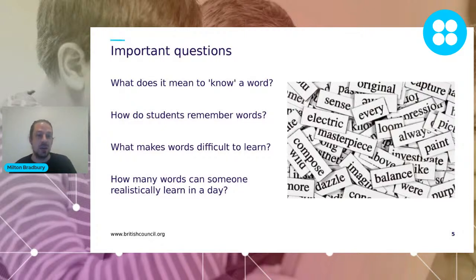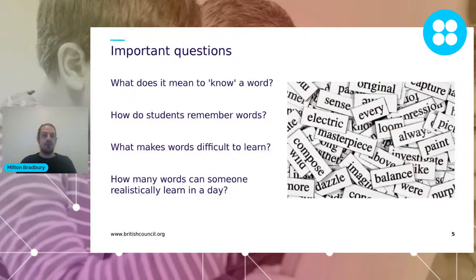And how many words can someone realistically learn in a day? It's very important for us as teachers to support our students set objectives. And one of the important things in setting objectives is making these objectives realistic. It's unrealistic for a student to learn 100 words a day. They're just not going to learn. It's impossible. So making that realistic.